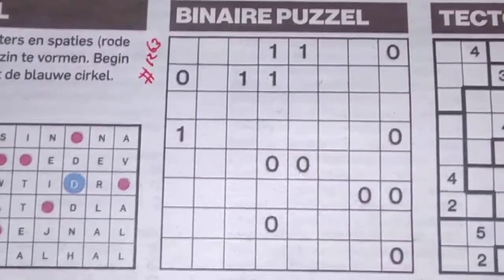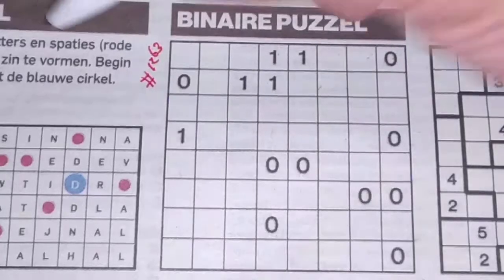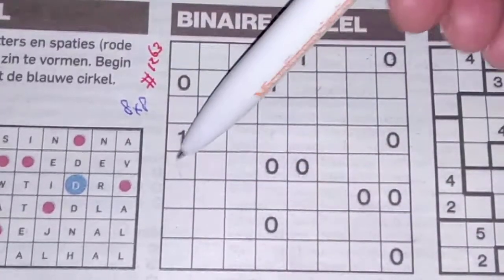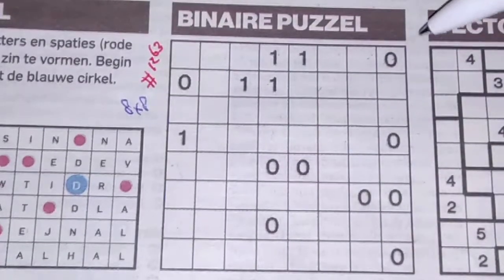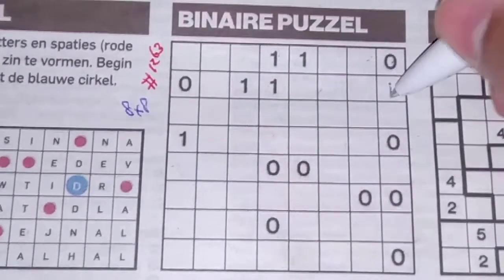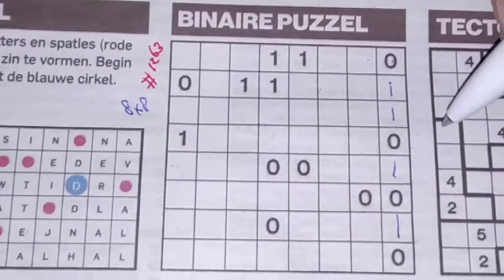And what kind of binary puzzle is this? Let me count. 1, 2, 3, 4, 5, 6, 7, 8. It's an 8 by 8 binary puzzle. That means in a row or in a column there are always 4 0s and 4 1s. So let's get started.